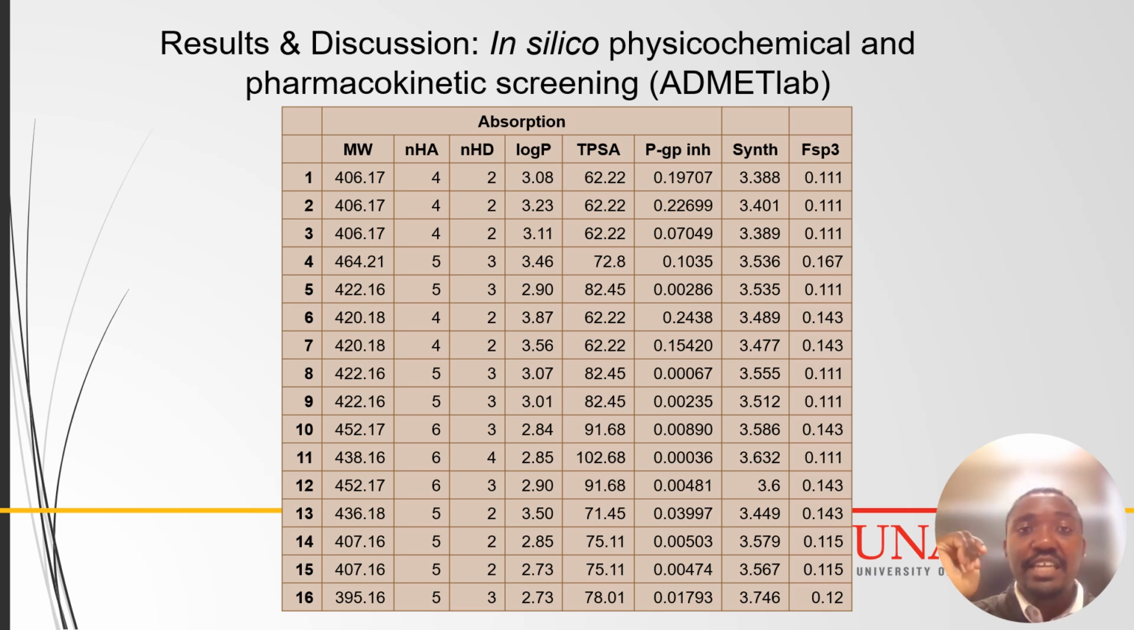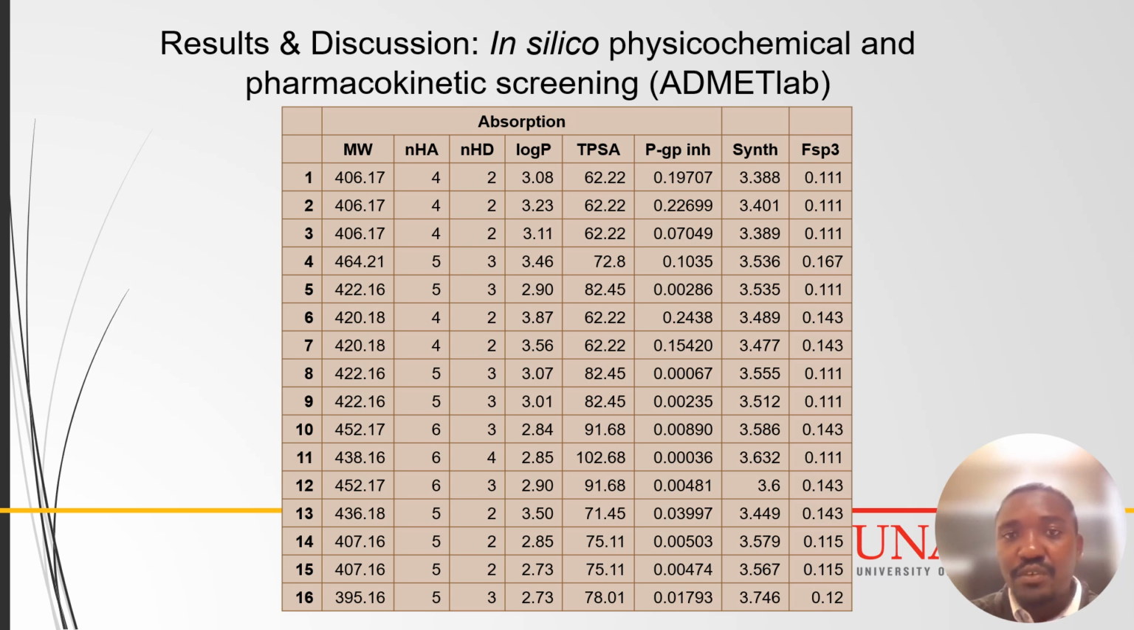And I have to mention that in terms of total polar surface area, it is advised that it should be between 90 and 140 for it to be orally available. Anything above that is not orally bioavailable. And if it's less than 90, then that compound is able to permeate through the BBB. And this is clearly what we see, that all our compounds except compound number 10, 11, and 12 are able to permeate through the BBB. In terms of P-glycoprotein inhibition, all our compounds were not able to inhibit these glycoproteins. And then in terms of synthesis, all our 16 compounds can easily be synthesized.